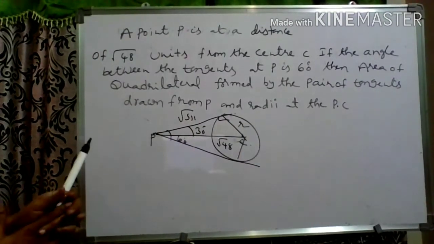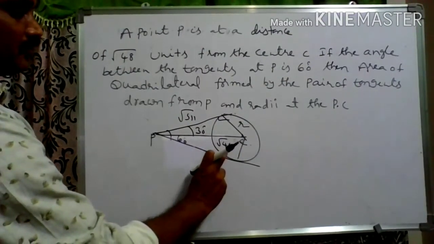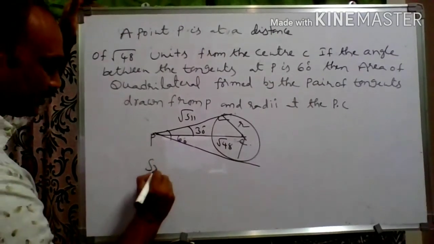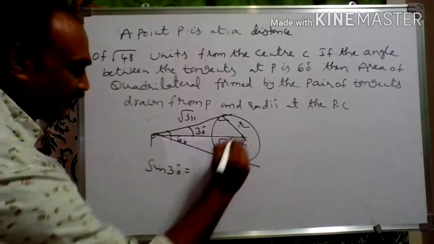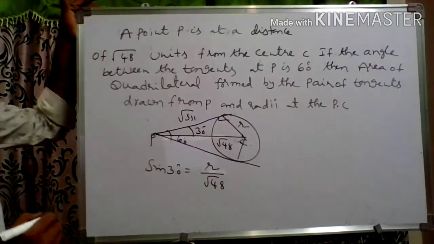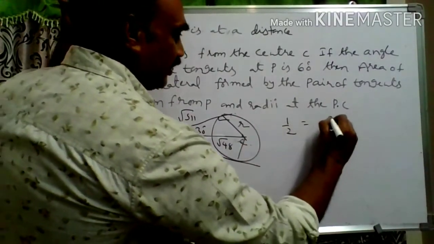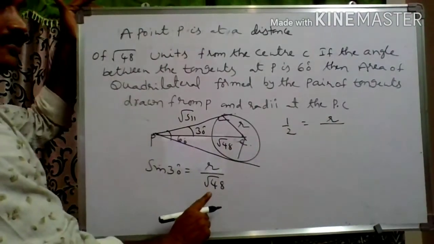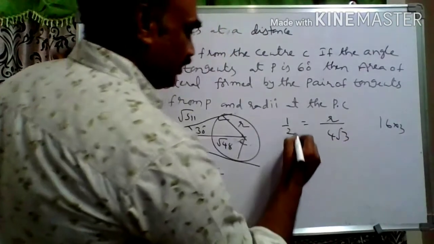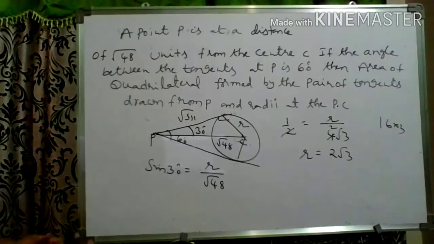Students, first calculate the radius. This is the hypotenuse, which we know. Take sine 30 degrees, which is opposite side r over hypotenuse root 48. Sine 30 degrees is equal to 1 by 2, equal to r by root 48, which is root 16 into 3, that is 4 root 3. So 2 2s are 4, r is equal to root 3. Students, the radius is equal to root 3.